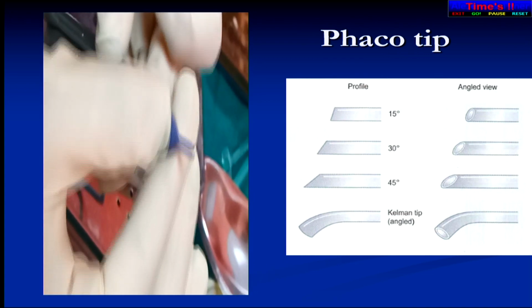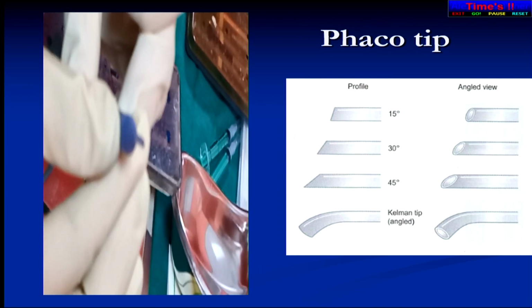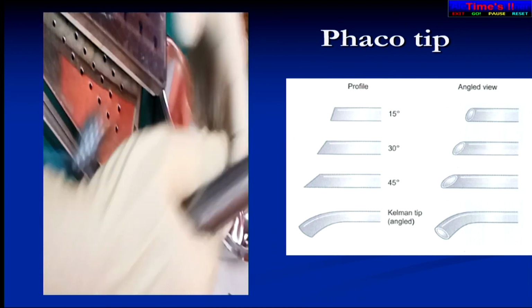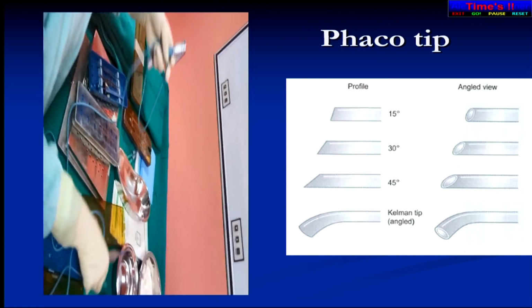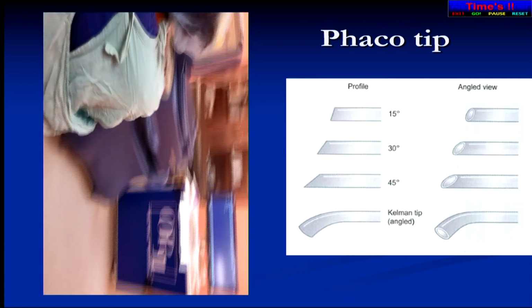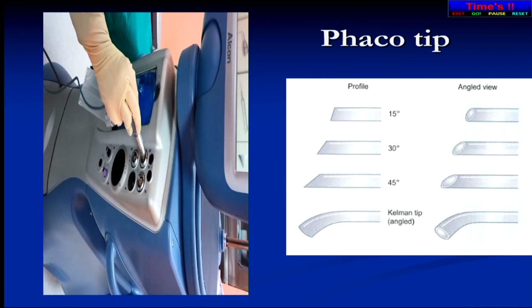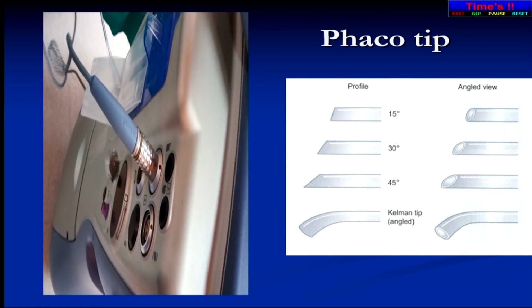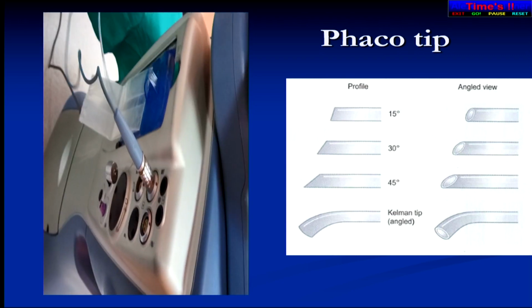And 30 degree has been accepted universally by most people, and Americans throw every tip after every use, and throw the bottle after every use. AIS also recommended one bottle for one patient, but it is not evidence based. I asked people, does water ever go back to the bottle in Phaco, from the eye or from the tube? Never. It just cannot go to the hanging bottle. So why do you want to change the bottle for every patient?